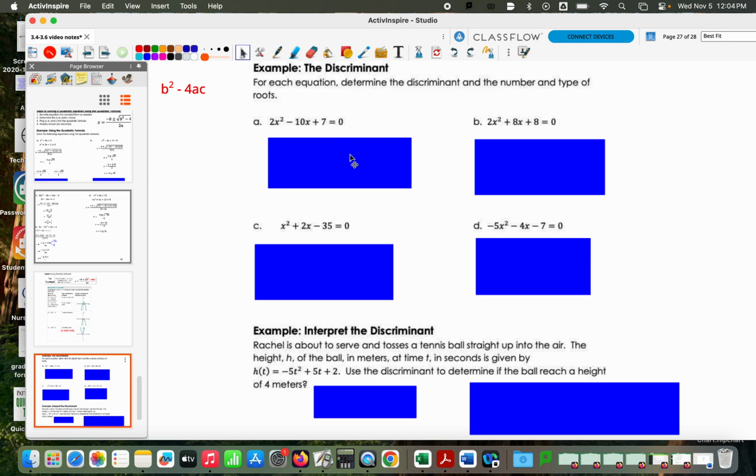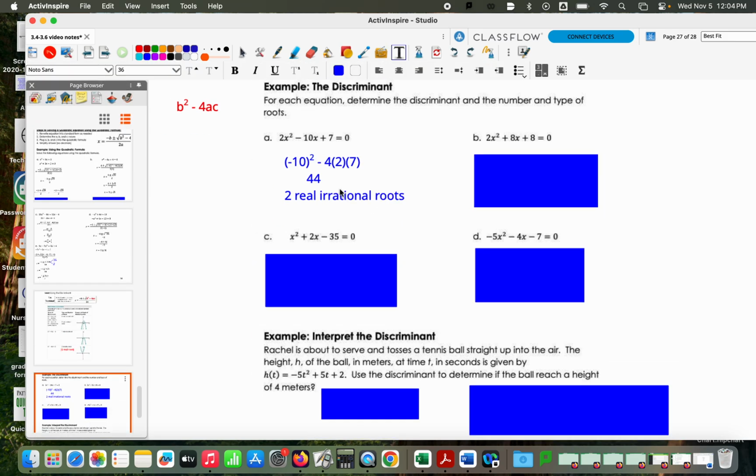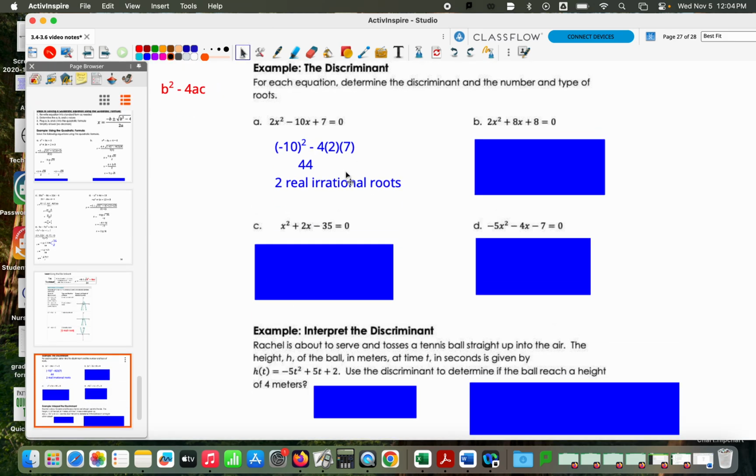So here we go. Notice these are already equal to 0. I'm just doing the b squared minus 4ac. I'm not doing the full quadratic formula. This will just tell me about my answer. When I plug those numbers in, what I get is 44. Now, we can square root 44. It's not the prettiest of answers, but you can square root it and get a decimal. So it tells me there are 2 real answers. They're just going to be irrational roots, like some sort of decimal answer. The square root of 44 does not square nicely.